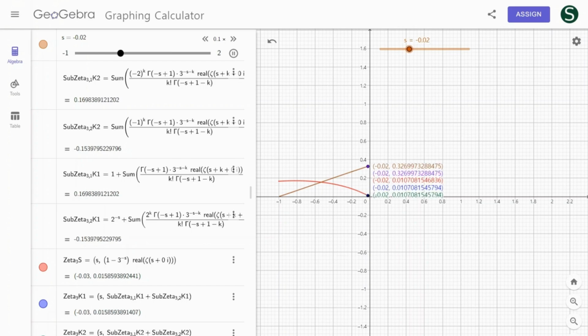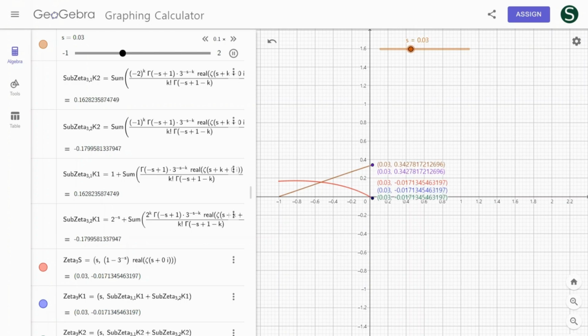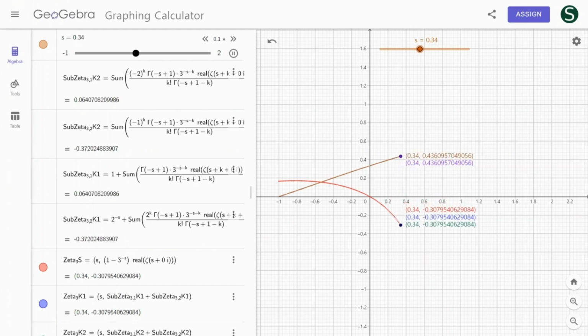The subordinate zeta functions 3,1 and 3,2 can be obtained by the binomial theorem of the sum and alternating sum, and the subordinate zeta function m,n of s is equal to n to the minus s power plus m zeta plus n to the minus s power. Therefore, 2 to the minus s power is added to the sum of the subordinate zeta functions 3,2.